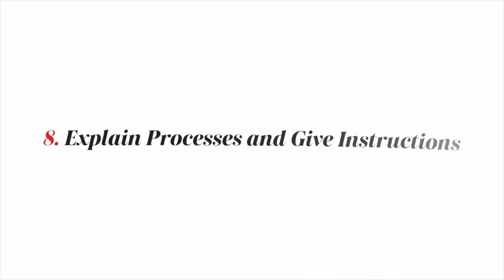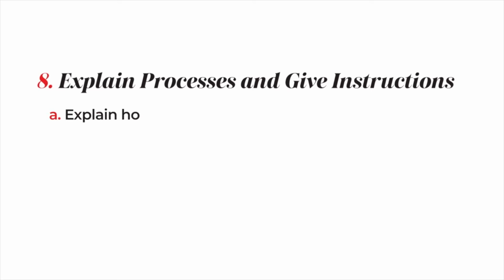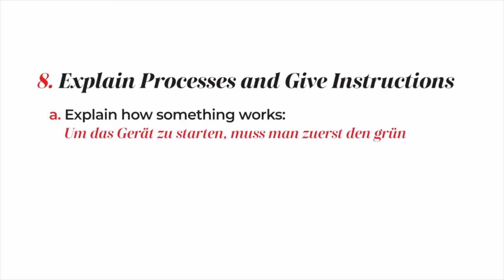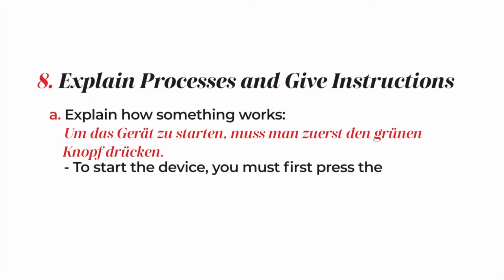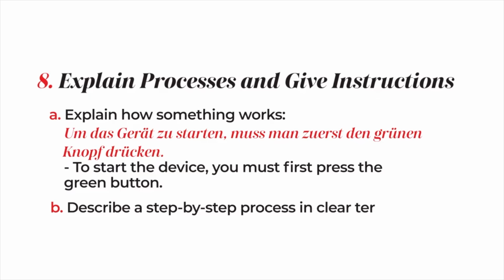Explain processes and give instructions. Explain how something works. Um das Gerät zu starten, muss man zuerst den grünen Knopf drücken. To start the device, you must first press the green button. Describe step-by-step processes in clear terms. That's what it takes to master the B2 level.